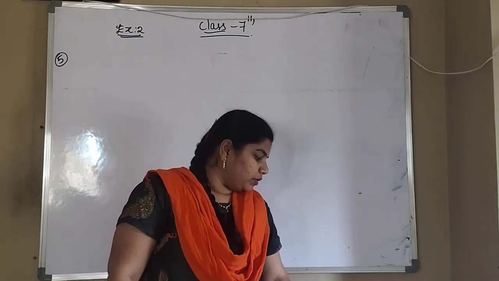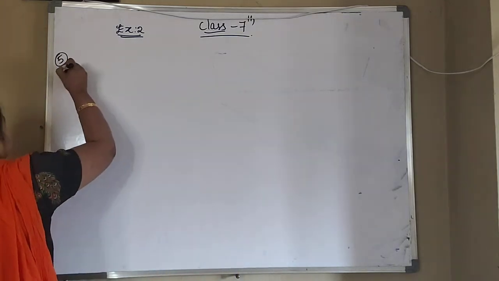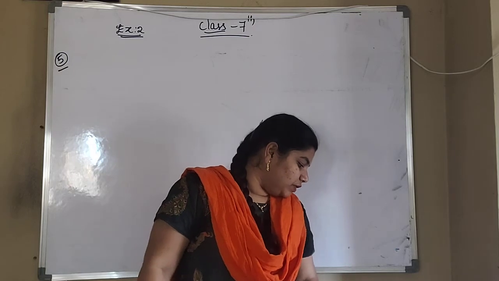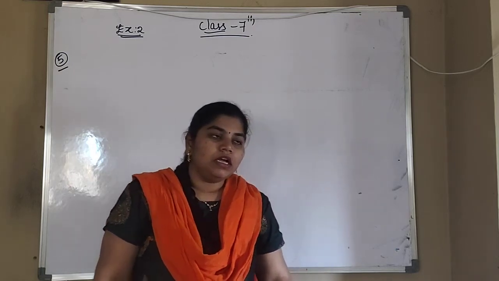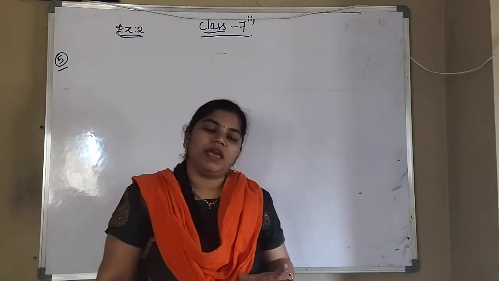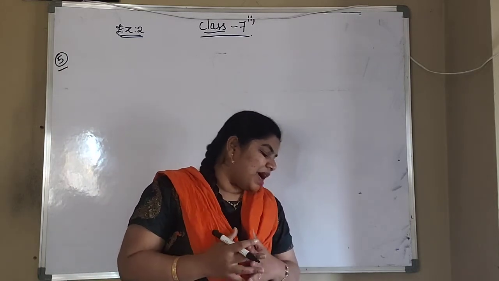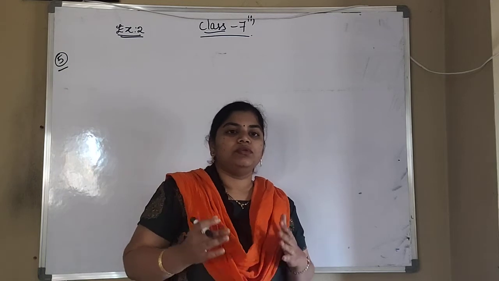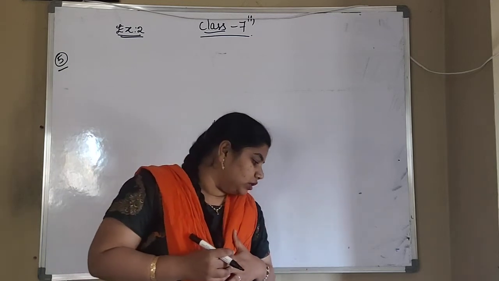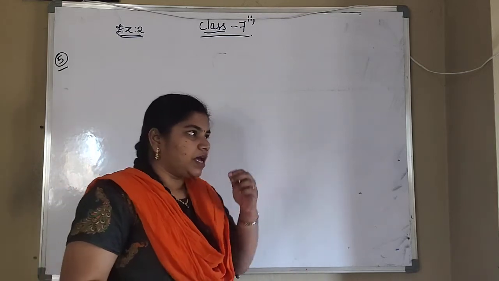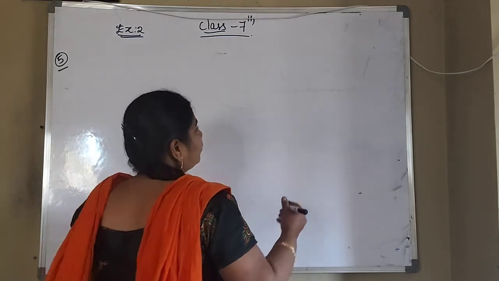Which problem? What is the fifth problem? What is the question here? Explain how DEAR is a trapezium. Which of these two sides are parallel? They have given one figure DEAR, and in that figure we have to find which two sides are parallel to each other.